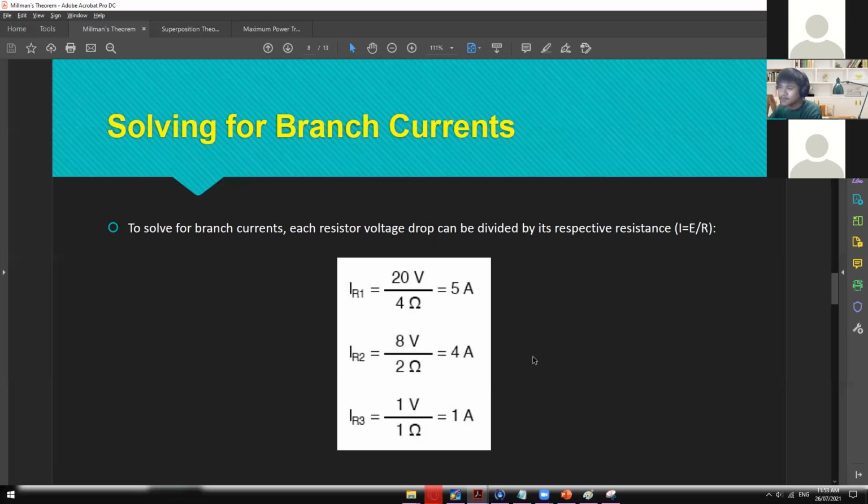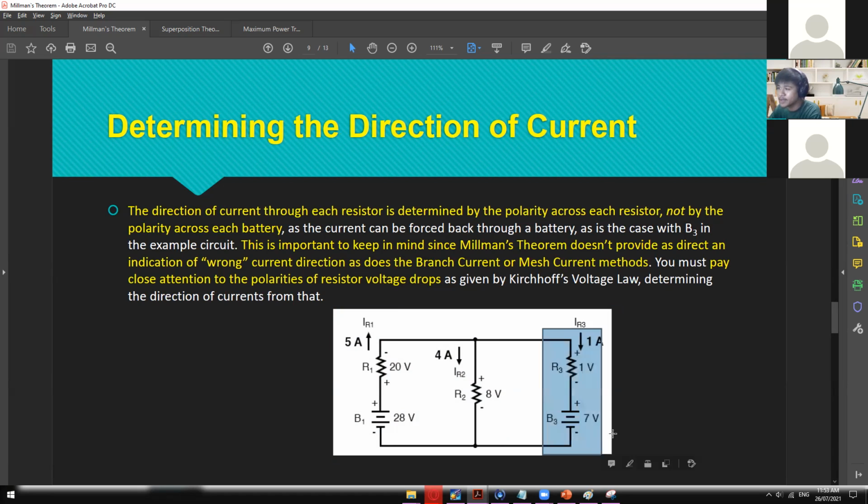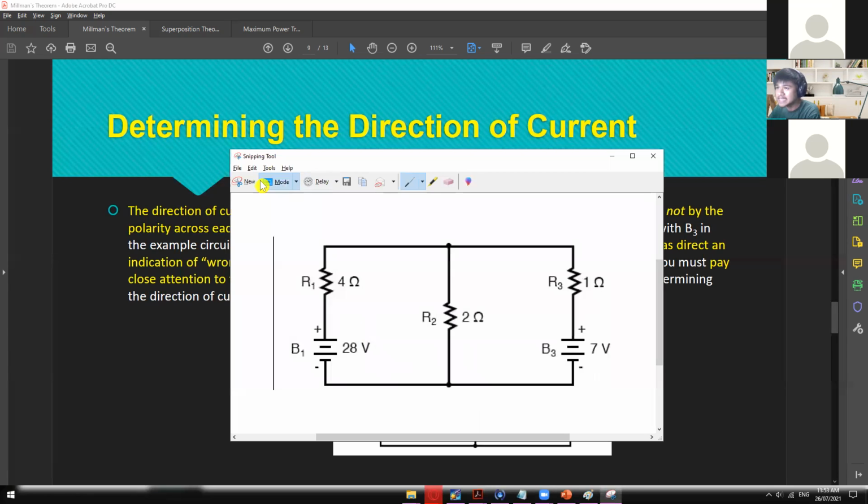So basically, yun na yun. Okay? And then, ito na yung final result ng ating computed value. So we have 5 amps flowing in here. We have 4 amps flowing in here. And then 1 amp that is flowing in here. Now, how do we identify if the current is really flowing in here, and then flowing in here? So, basic analysis na lang siguro to.